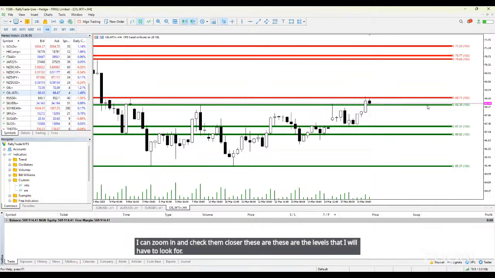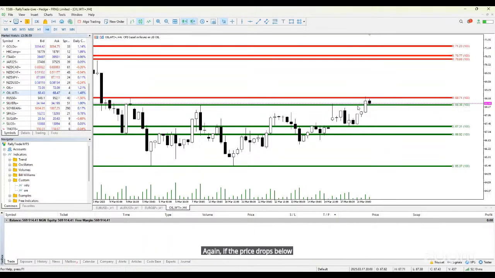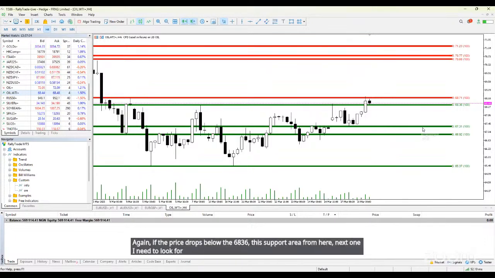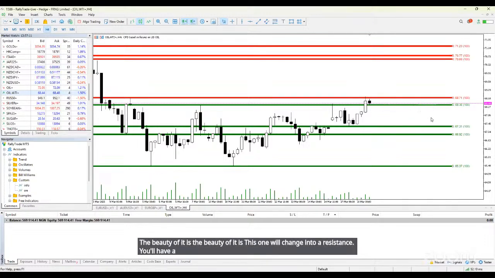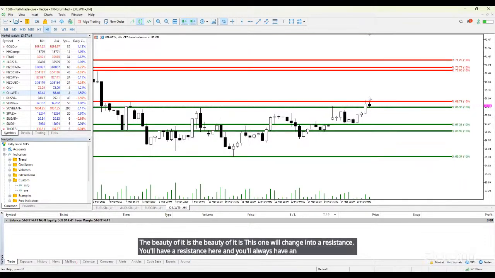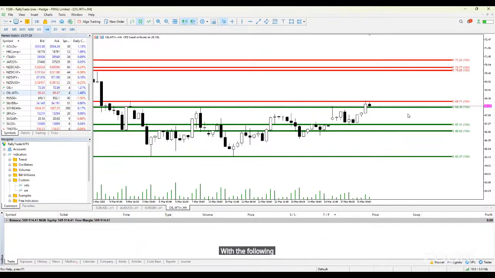Again, if the price drops below this 68.36, this support area from here, next one I need to look for is 67.31. The beauty of it is that this one will change into a resistance. You'll have a resistance here, and you'll always have an adaptive tool which will tell you where is the support, where is the resistance. Just drop it on the chart and you'll have it there by your side to help you with trading, with entries, with following great turning points for different movements when it comes to support resistance level.